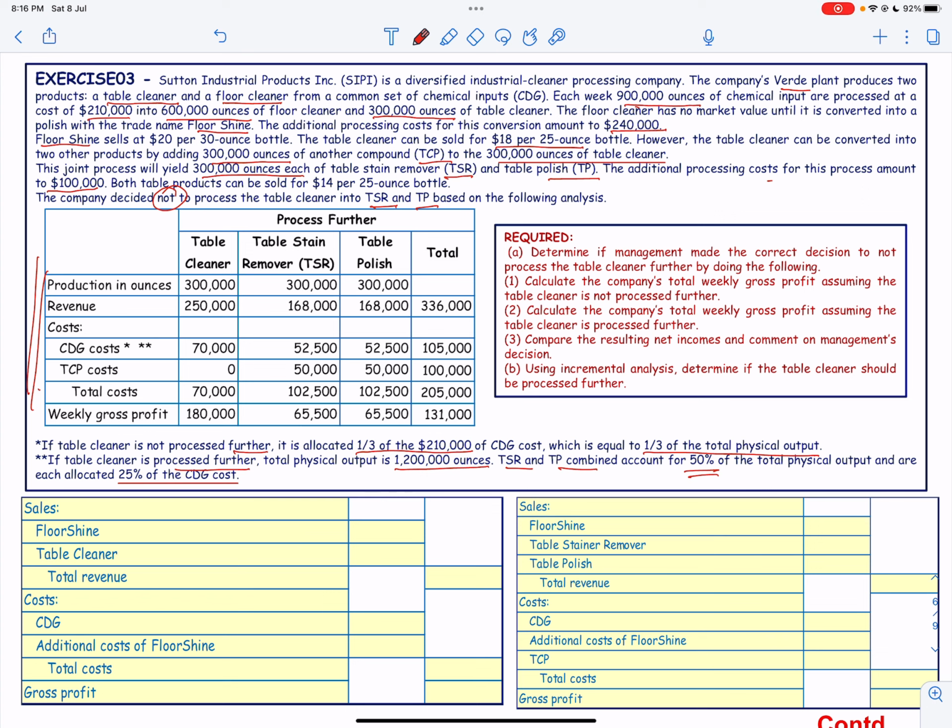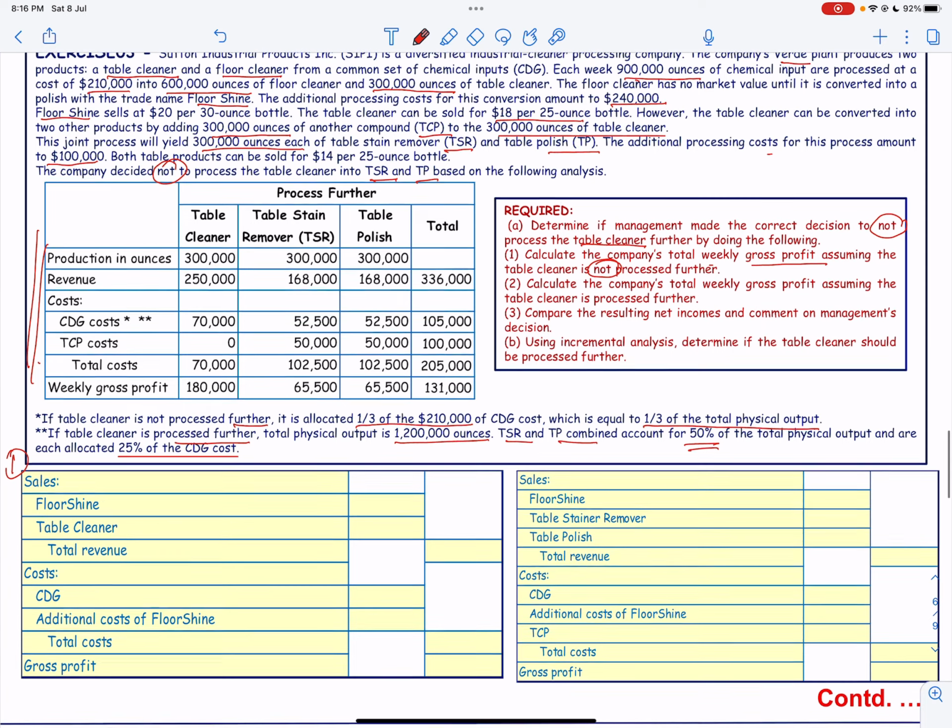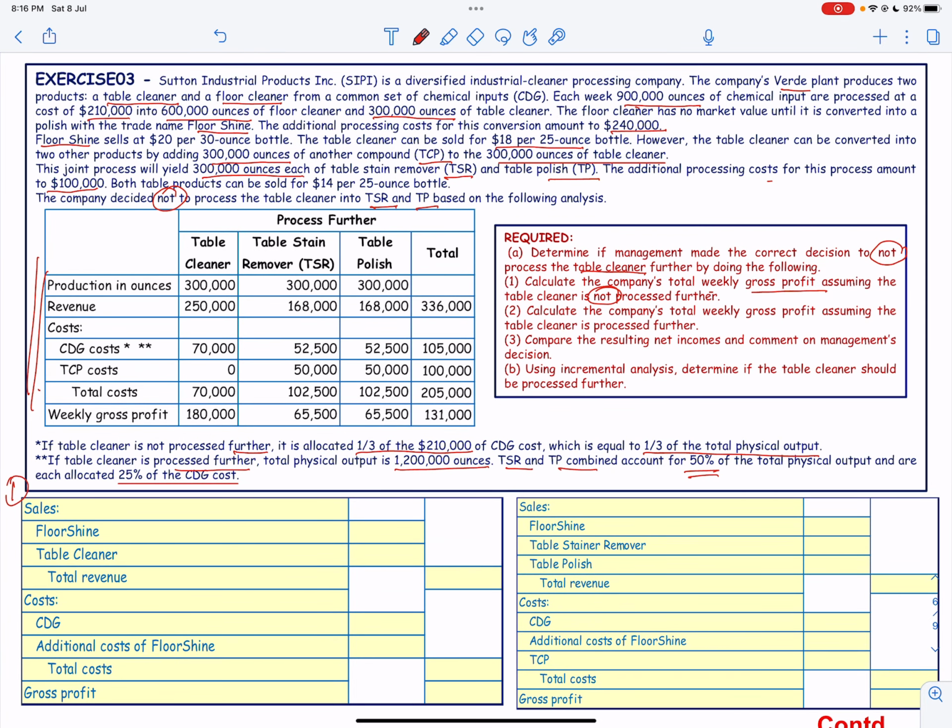Okay. So we start with the sales, and what is required here is to determine if management made the correct decision to not process the table cleaner further by doing the following. Number one, calculate the company's total weekly gross profit assuming the table cleaner is not processed further. So we go to part 1, and first of all we have the sales.